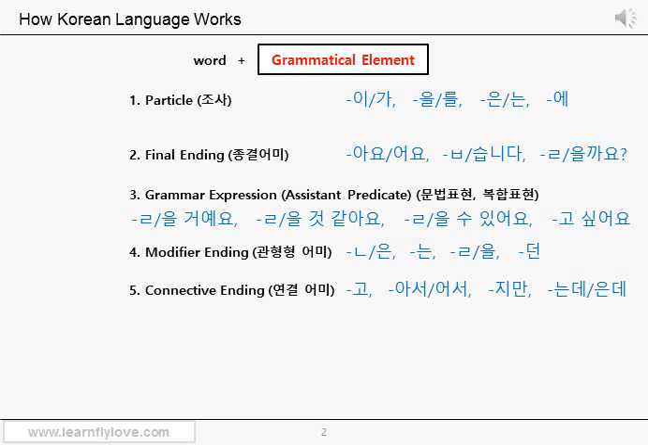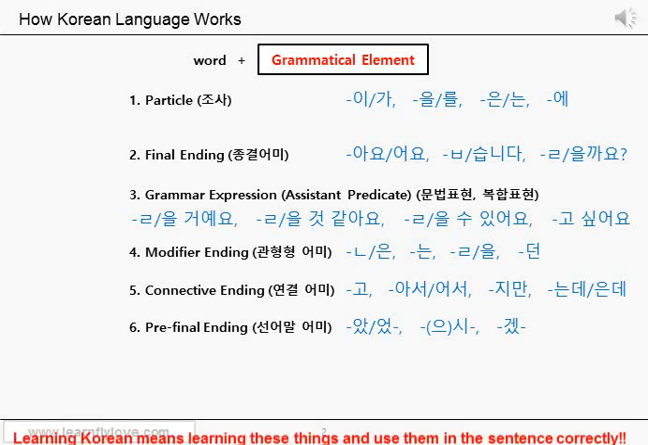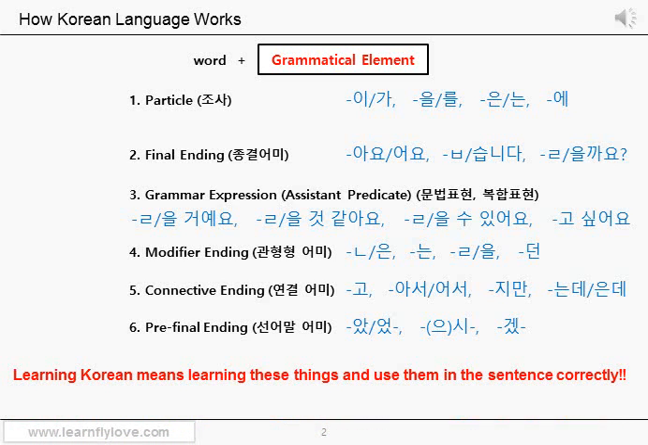Yes, there are still a lot of connective endings that you need to learn in Korean, and every ending has its own role. And pre-final ending, 선어말 어미, like the past tense indicator, 았, 었, the higher respect ending, 으시, as well as 겠, which indicates your determination, ability, possibility, and neutrality. We showed you only a part of this, but learning Korean is the process of learning these grammatical elements mostly, and use them in the sentence properly and correctly.